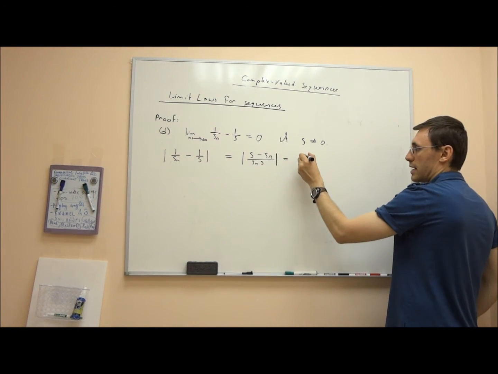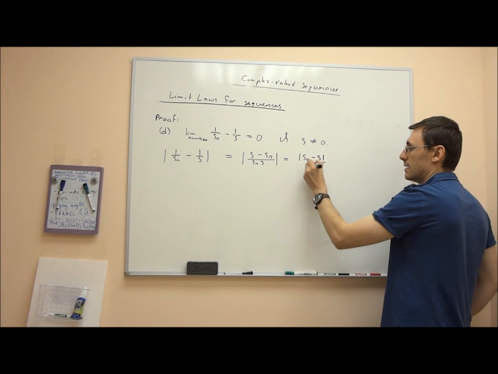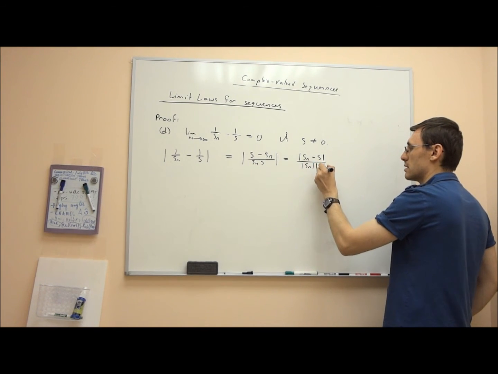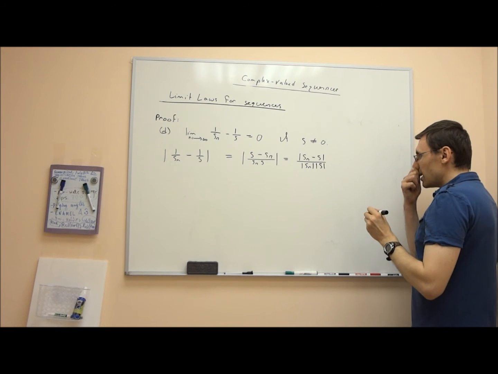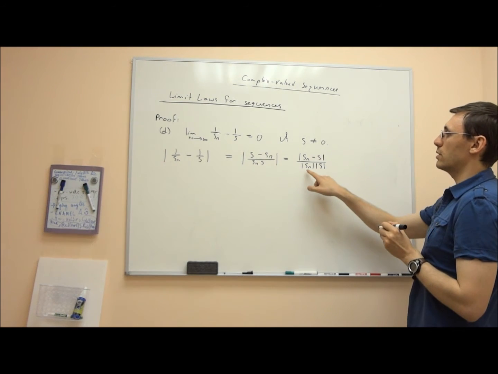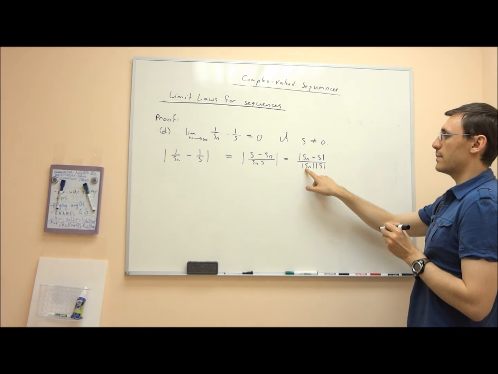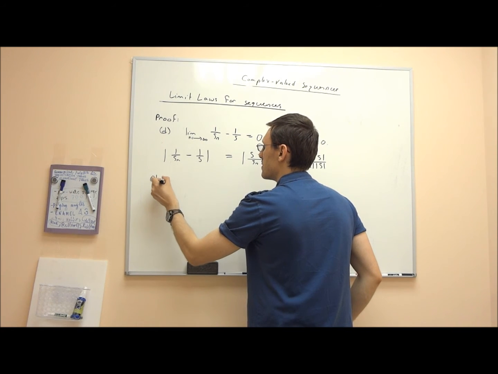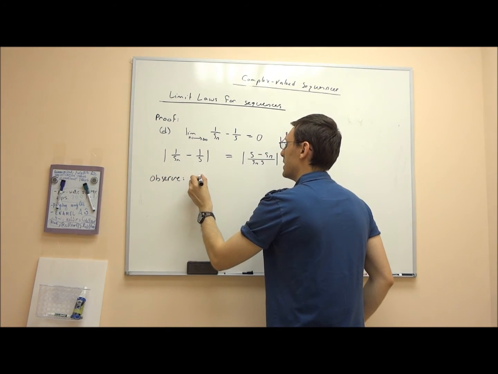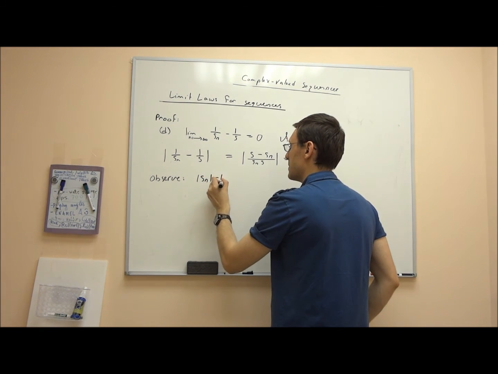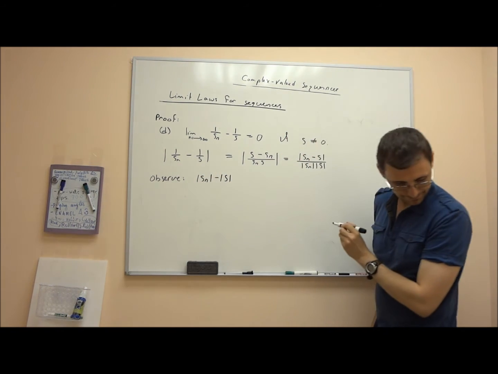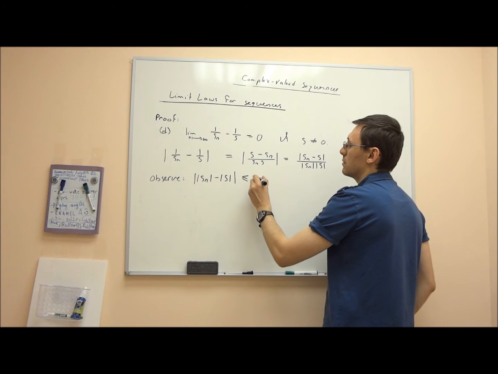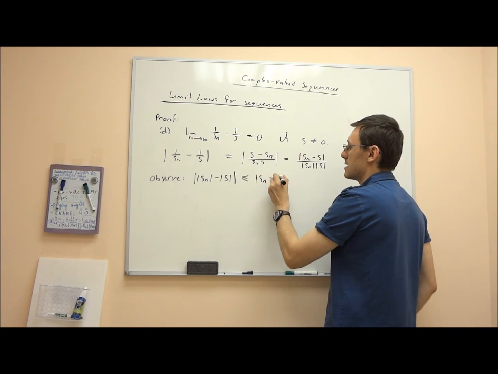And on the top, you can just rearrange it and write it as absolute value of Sn minus S divided by absolute value of Sn times absolute value of S. The top part goes to 0, so all we need to do is establish that absolute value of Sn is bounded. So observe that the absolute value of Sn minus absolute value of S, put in absolute values, is less than or equal to the absolute value of Sn minus S.